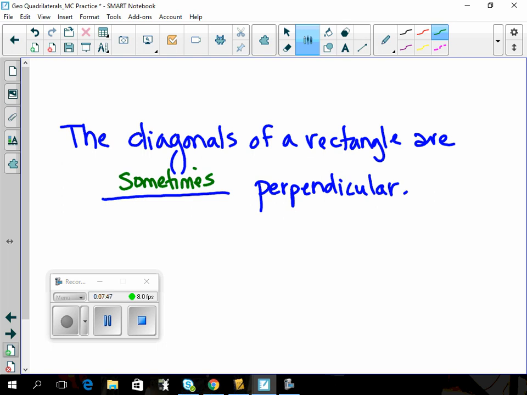In a rhombus, right? So a square is a kind of rhombus. It's also a kind of rectangle. So because it's both, that's why it's a sometimes. The only option where this would happen would be a square, because a square is a kind of rectangle. Good. Does that help? Good.